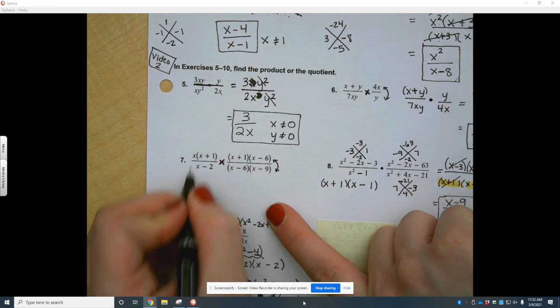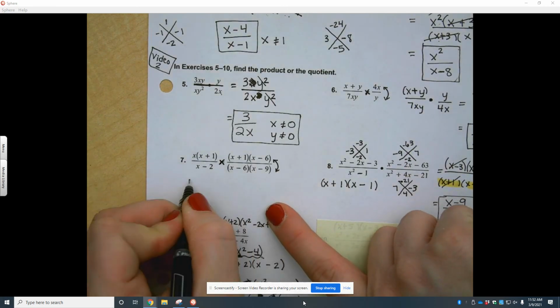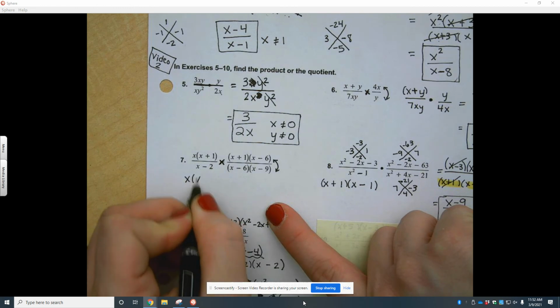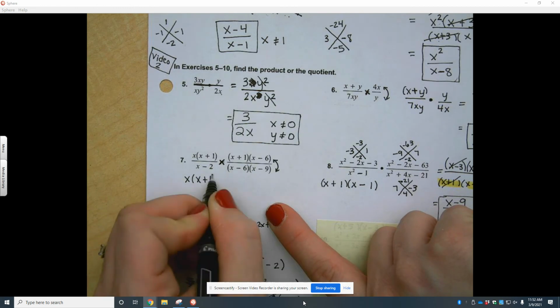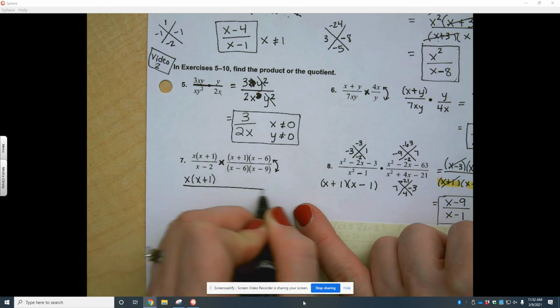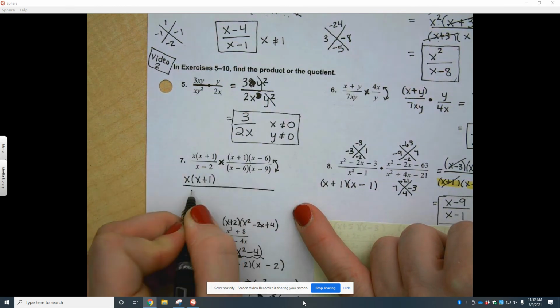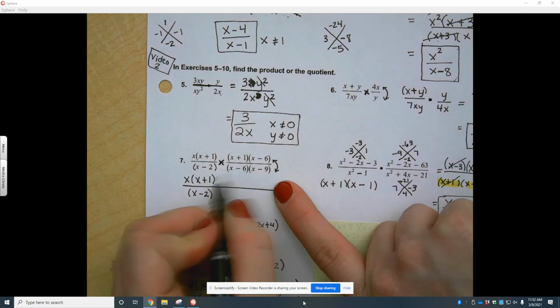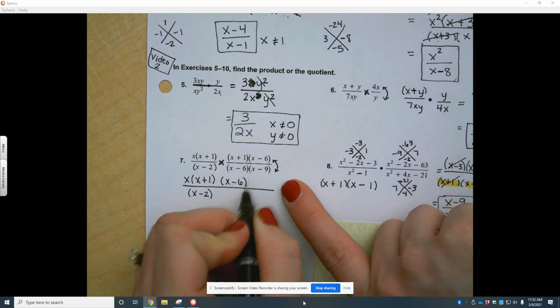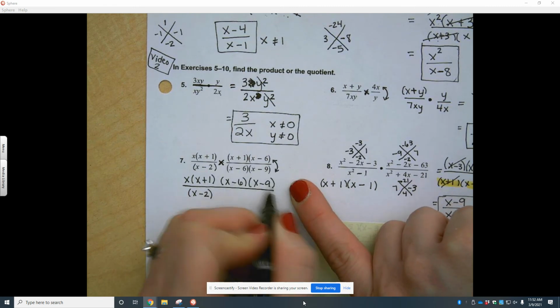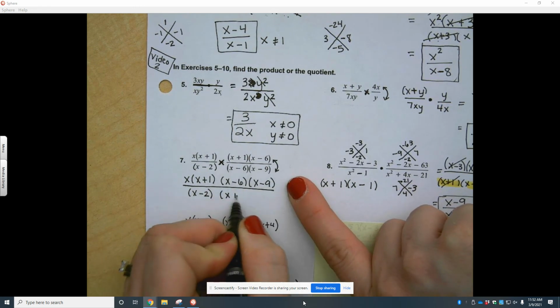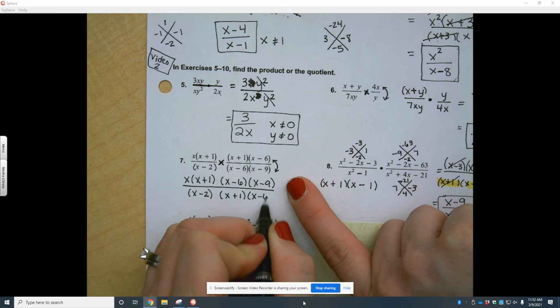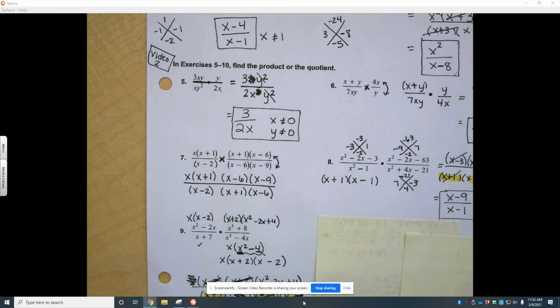So let's rewrite this with the first one staying where it's at. So it's going to be x and then x plus 1 on the top. And I'm actually just going to put this all together all at once. And then on the bottom, I'm going to put this in parentheses, x minus 2. And then these are going to flip. So the bottom is going to go to the top, and the top is going to go to the bottom. Perfect. All factored out, so we don't have to worry about that.